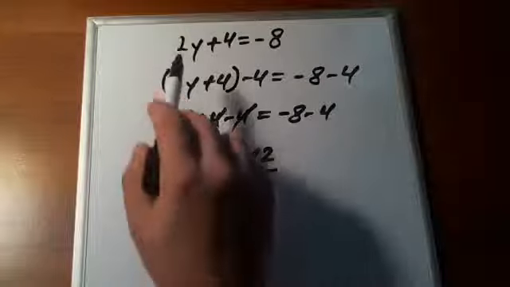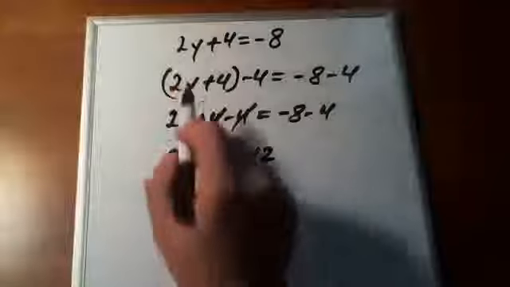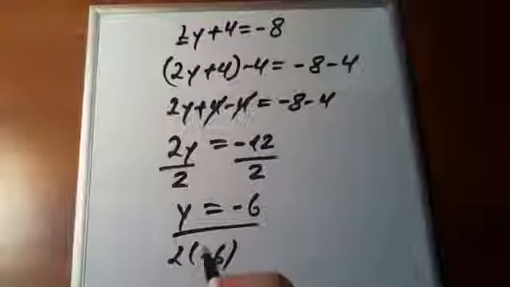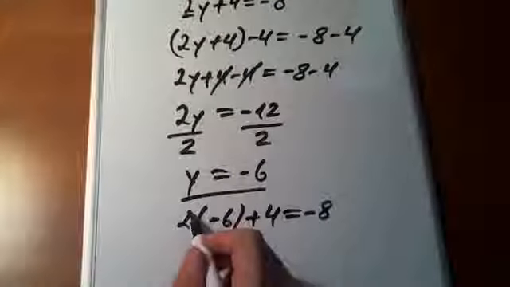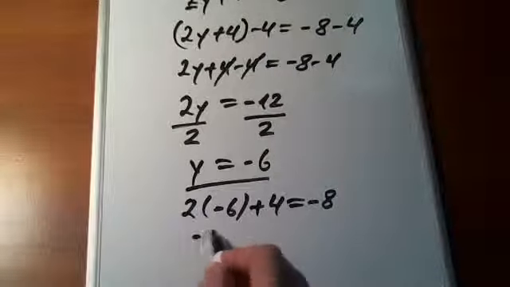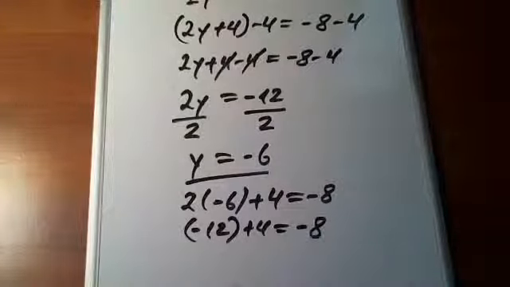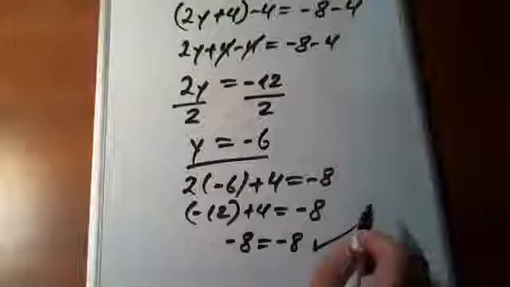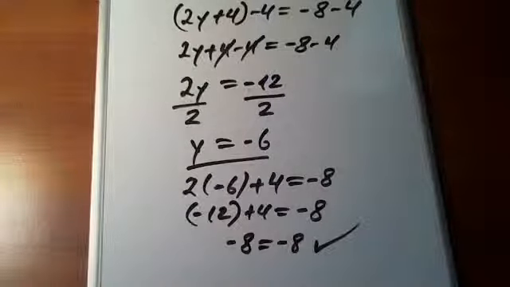We can plug minus 6 into this original equation to check, to make sure we're correct. 2, don't forget this constant, times minus 6 plus 4 has to be equal to minus 8. 2 times minus 6 is minus 12, plus 4 has to equal minus 8. Minus 12 plus 4 is indeed negative 8. It's correct, so y is equal to minus 6 is our solution.